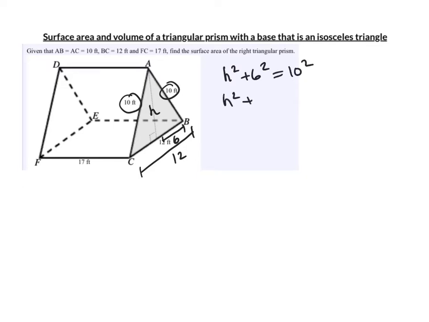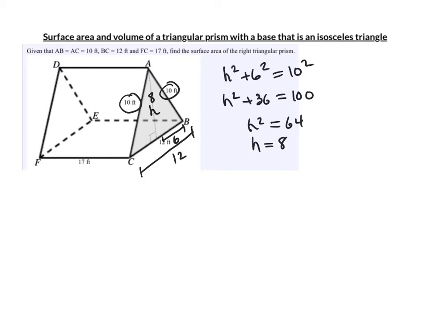h squared plus 36 is 100. So h squared is 64, which means h would be 8. So in fact, it's a 6, 8, 10 Pythagorean triple. So now that I know this is 8, I have everything I need to find the surface area.